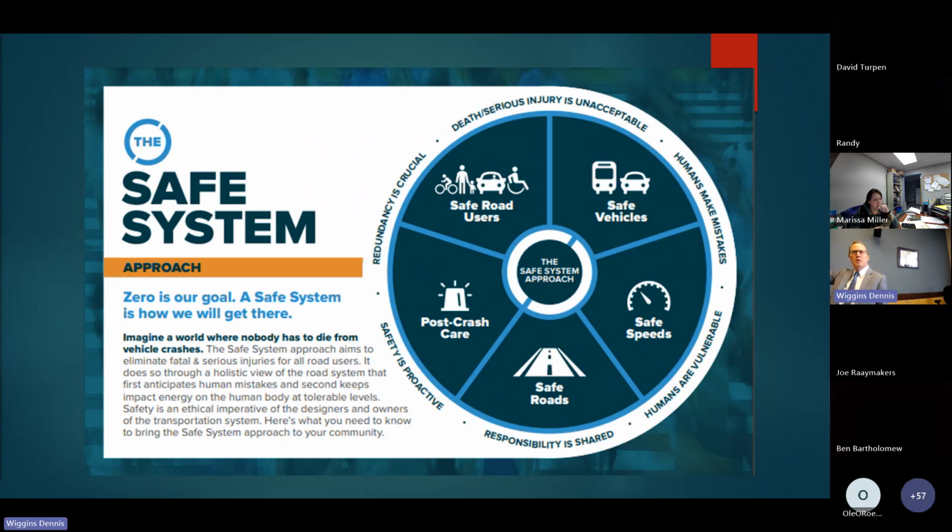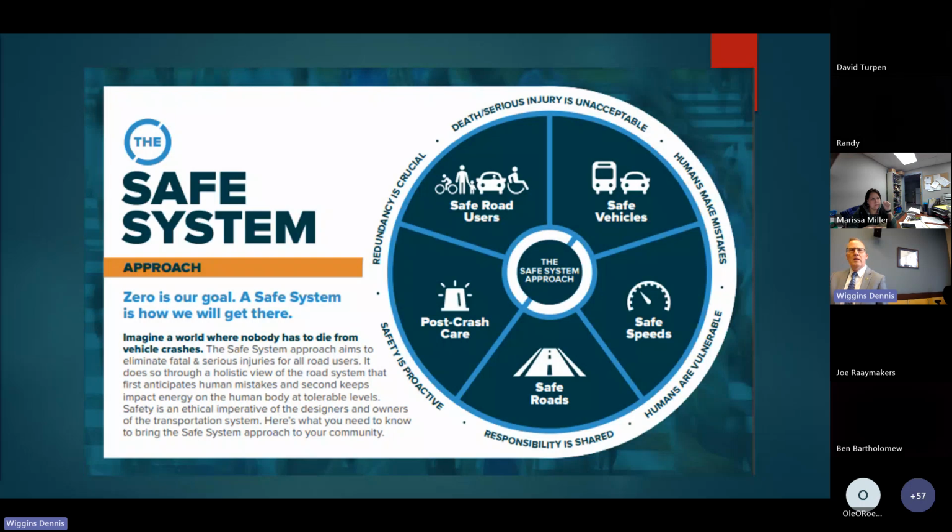If we look back towards the umbrella, we can see the driver behavior part of it all, but also the highway system. The highways are much safer than they used to be, with guardrails and shoulders and wider ditches and all those things. And then on the inside, the layers of protection have these elements: safe road users, safe vehicles, safe speeds, safe roads, and post-crash care.